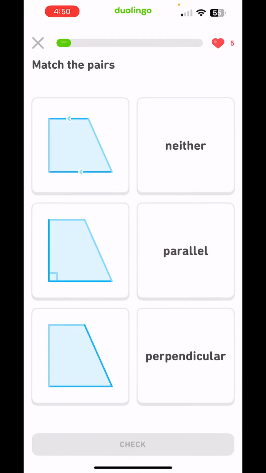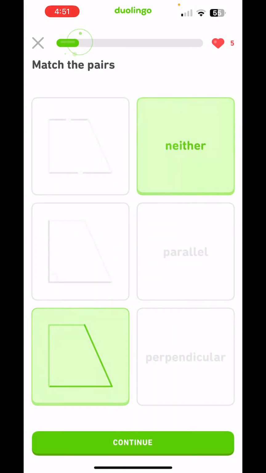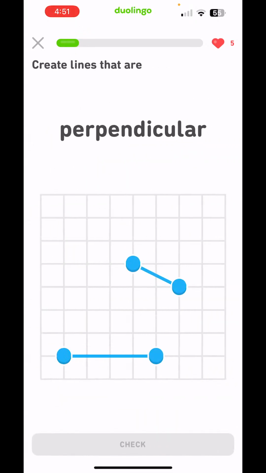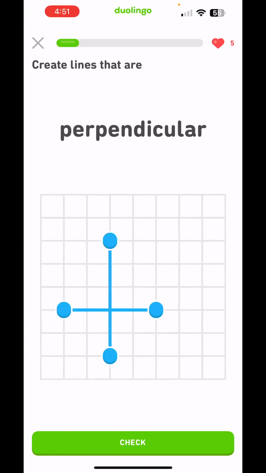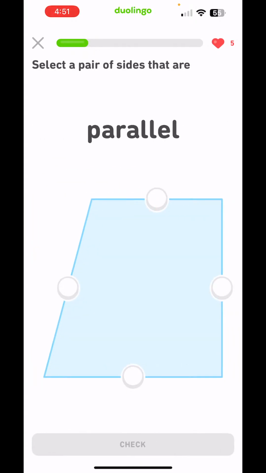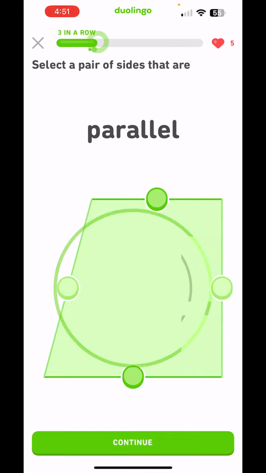All right, so here we're just matching the pairs. We have a parallelogram, a perpendicular, and this is neither perpendicular. So let's just move this up a little bit, put you over here, and there we go, perpendicular. Parallel. So, okay, select a pair of sides that are parallel. So this is a trapezoid. It will be this one and this one here.